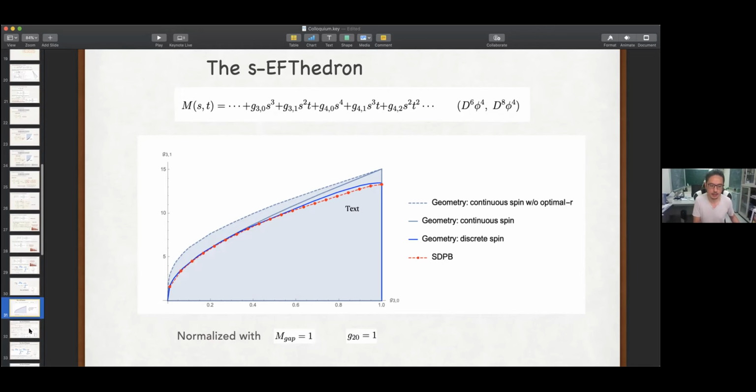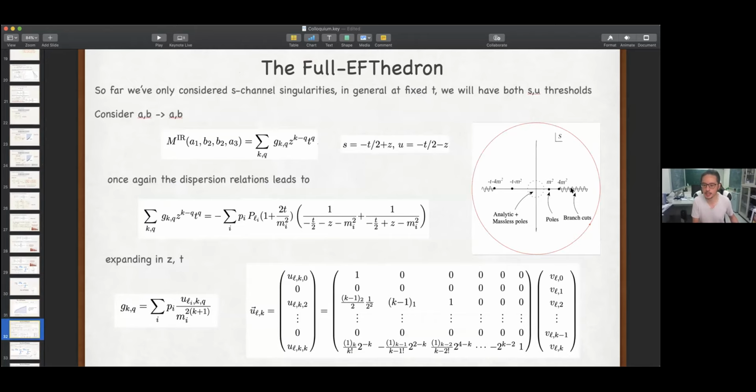But of course we don't have just S channel contribution. Any real system has both S and U contributions. So the new information comes from considering general AB to AB scattering. Since I'm considering AB to AB, I'm going to define my EFT couplings in terms of new variables, T and Z. Z is related to S and U by a linear transformation. The important point is that I'm using Z to reflect the fact that the thresholds from S and U are identical. So they are given by the same residue.